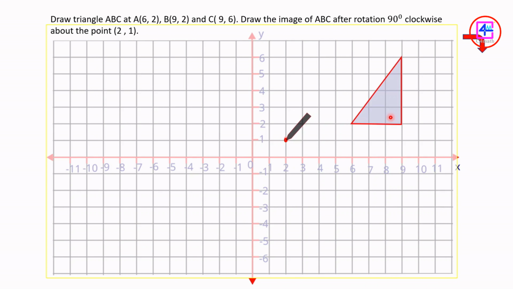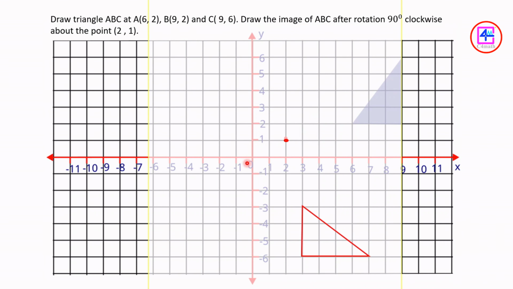Then 90-degree, we need to rotate this paper. We need to fix this point. We need to keep the pencil here and rotate 90-degree clockwise. If you rotate 90-degree clockwise, this part comes here. Then it will become 90-degree.